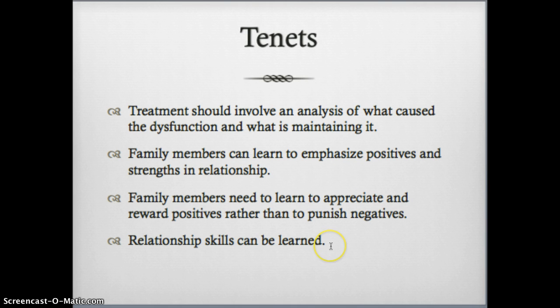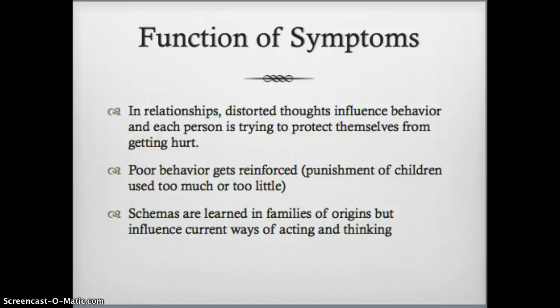And then finally, relationship skills can be learned. We actually can teach parents and husbands and wives and partners and siblings how to be kinder to each other, how to relate to each other better, how to fight fair. In relationships, distorted thoughts influence behavior, and each person is trying to protect themselves from getting hurt. And so that's a major part of why symptoms emerge.